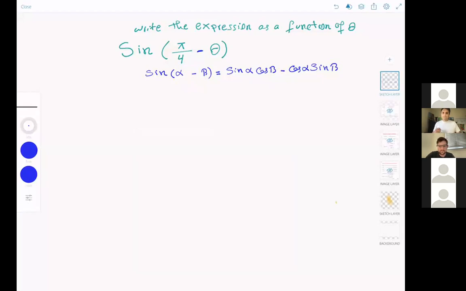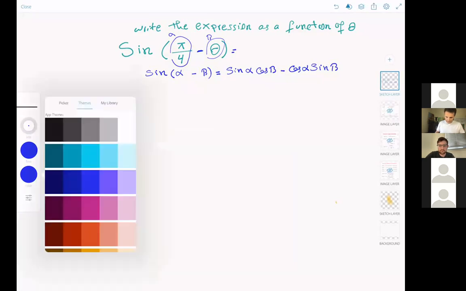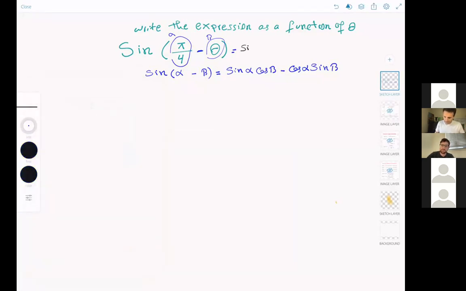So the next step is we just substitute. This is my alpha, and this guy is my beta. It will be sine of pi over 4 times cosine of theta minus cosine of pi over 4 times sine of theta.